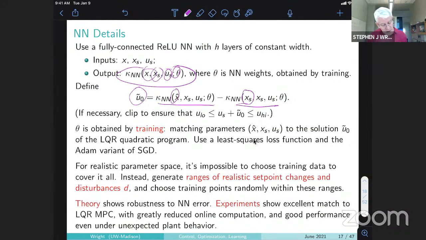Now, of course, I've already told you that once the parameter and input space gets large, trying to train the neural net so it works well on the entire space, you're going to need an incredible amount of data. It explodes exponentially in the dimension. But we use the observation that realistically, set points and disturbances stay within a much narrower range. They don't span the whole parameter space. And so we figure out what are realistic ranges for set points and disturbances and just train randomly in that space. There's a little bit of theory, but I'll just go through one of the experiments.